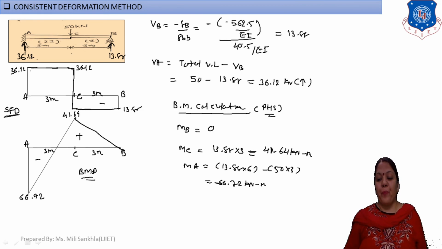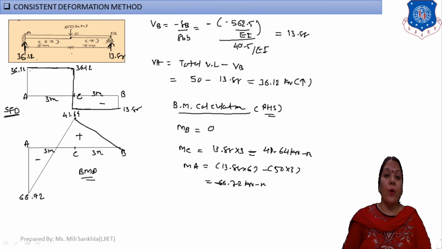Now in the next session we solve the last example of the consistent deformation method. Again this example is for an overhanging beam, but some rules are different there, which I will explain at the time of the example. Okay, we stop here for now.